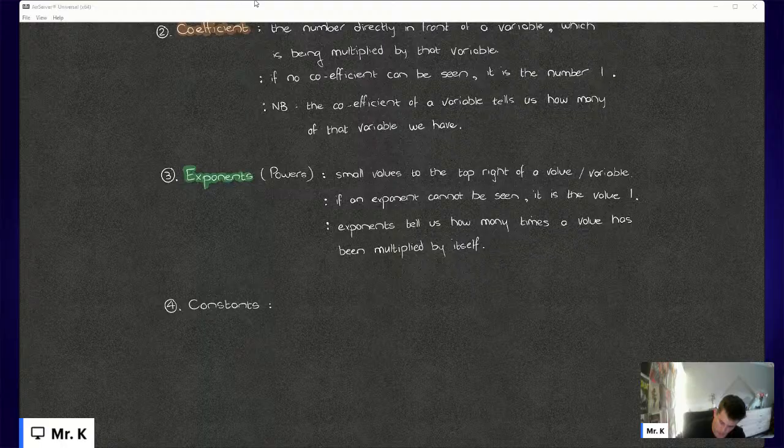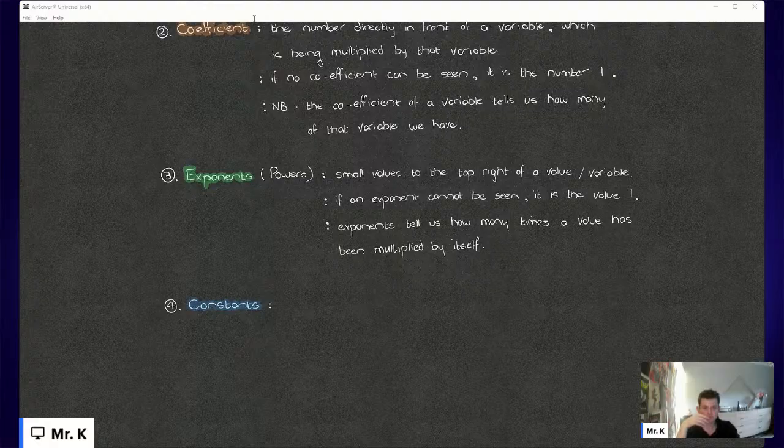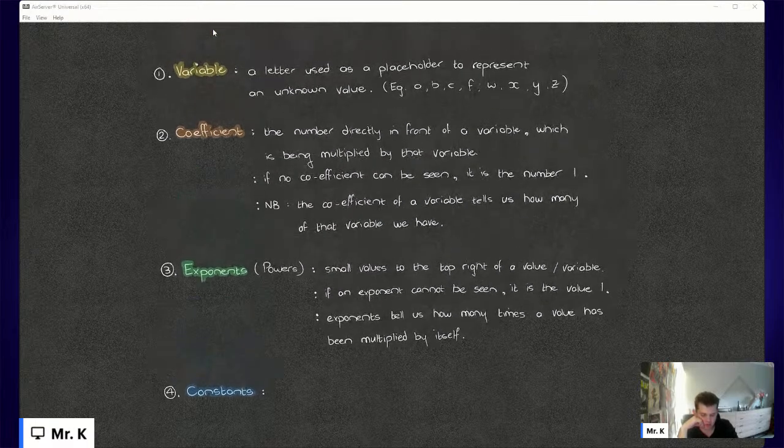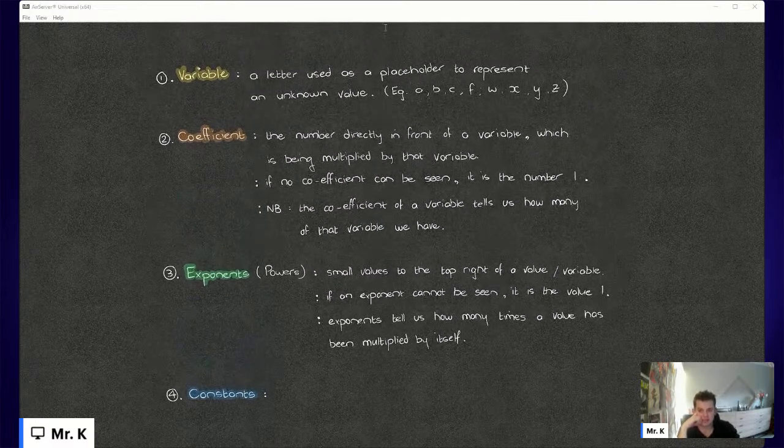Right. The next word that we want to discuss, grade sevens, is the word constants. What is a constant in the context of an algebraic equation or expression? I'm going to give you guys 1 or 2 minutes to finish copying, and then I'm going to move on. You've got 2 minutes, guys. Please copy whatever you want off of the screen. I would strongly suggest you write down as much as possible.